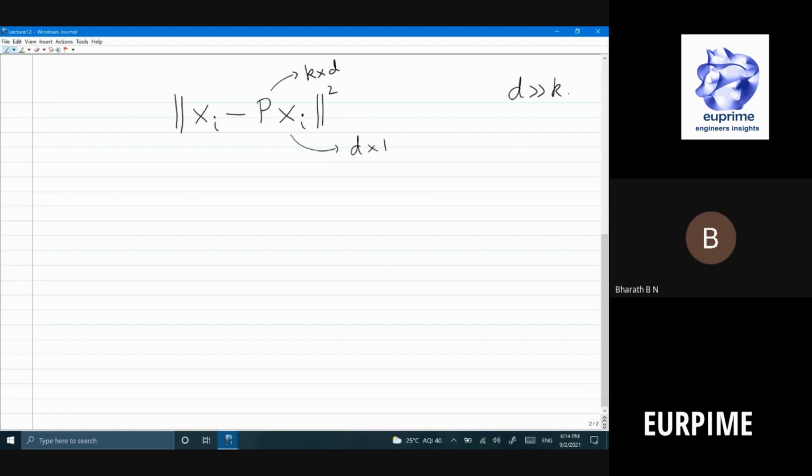There is a mismatch, right? So this would be k by 1, right? Should be k by 1, and this would be d by 1. So there is a mismatch here. So how do you fix it? So you project, and you want that projection to be the same as xi, right? How do you do that?